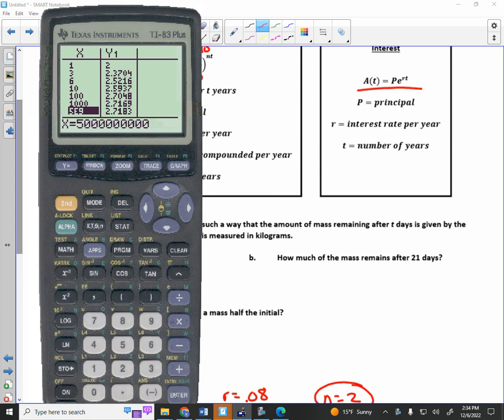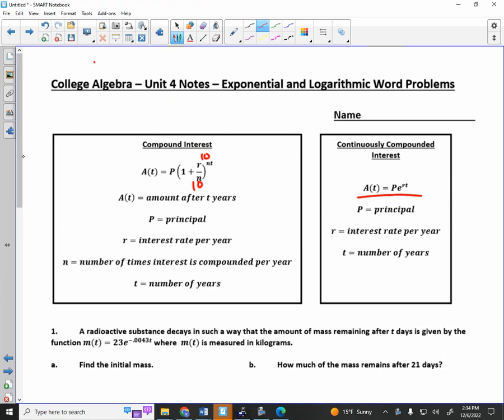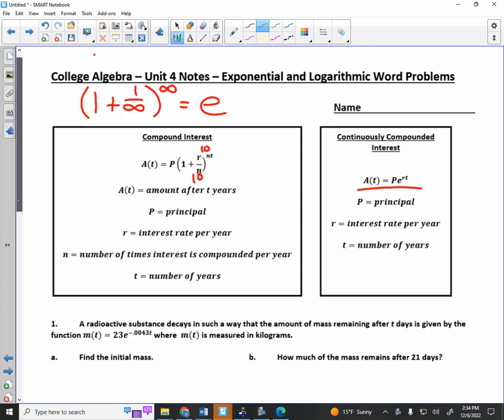What's happening to that number? Anybody recognize that number? E. That is E, folks. That is what E comes from, is if you compound something continuously, an infinite number of times. Literally, E is this number, which looks ridiculous. 1 plus 1 over infinity raised to the infinity power is actually equal to E. That's what it is.